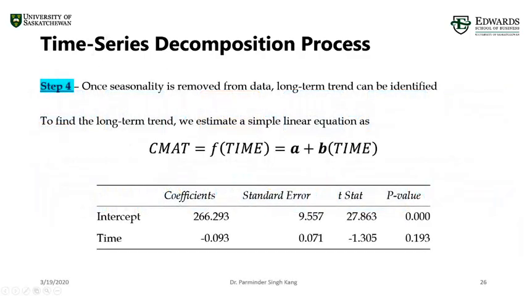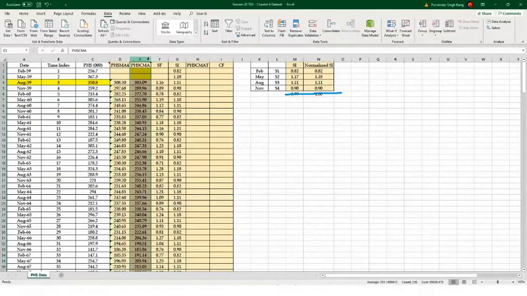Okay, so once the seasonality is removed, we can start estimating the longer-term trend. One important note: when you're estimating the longer-term trend, you must use the deseasonalized time series. Don't use the original data set. So in order to generate a linear trend equation, we are going to use private houses sold centered moving average.